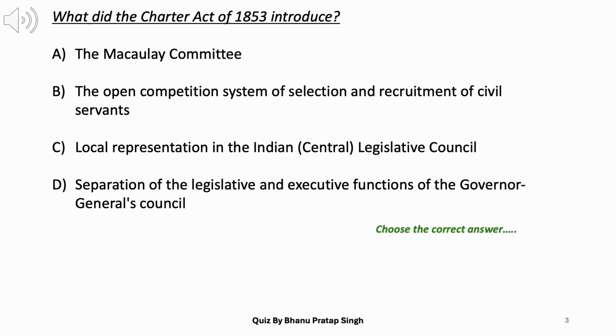Answer B. The open competition system of selection and recruitment of civil servants.